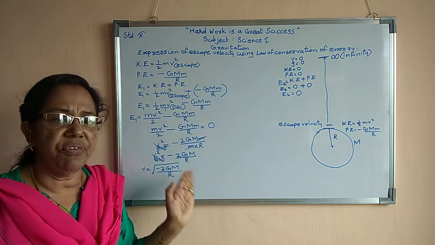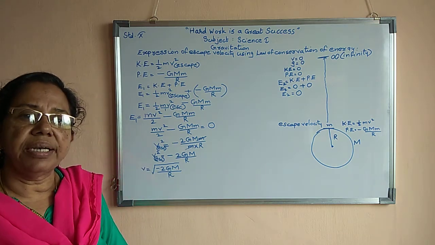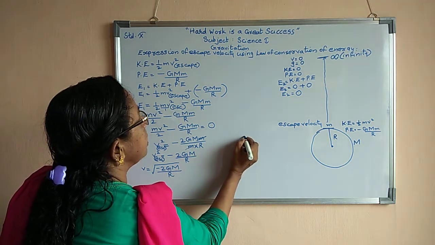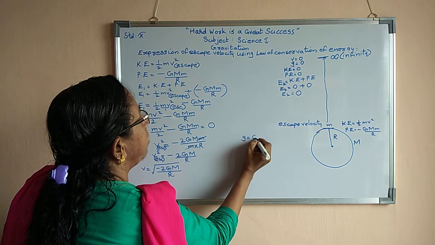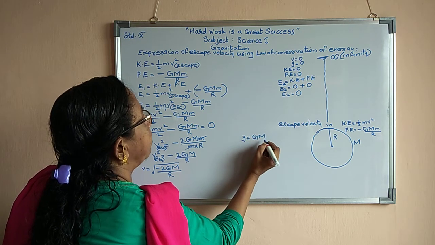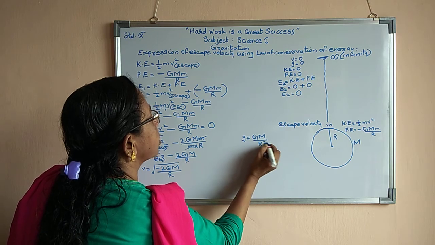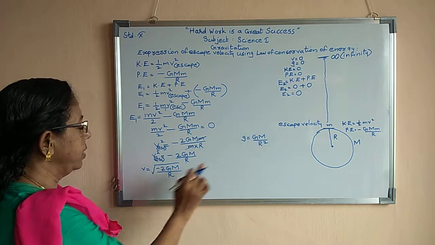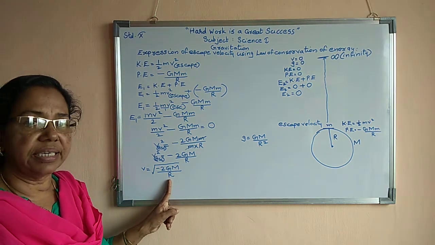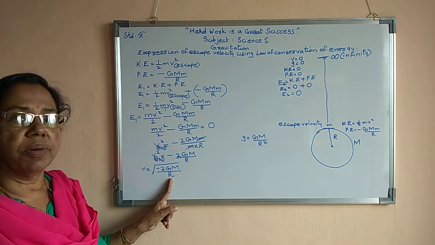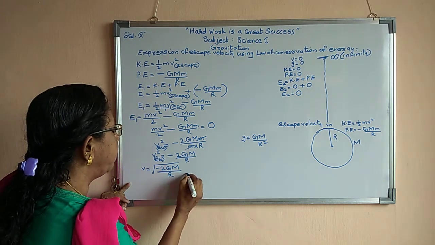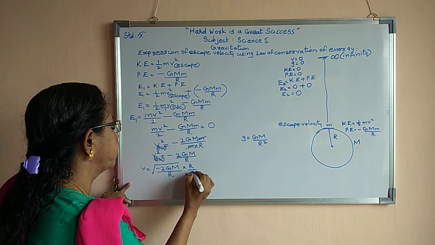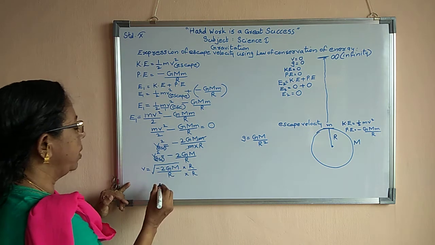Now we have to simplify this equation. So for that we will take the value of small g here. Now what is the value of small g? Small g is equal to capital G capital M upon capital R square. Now here capital R square is there, but here only one R is there. So we have to make this R in the form of square. For that I am multiplying up and down with capital R.